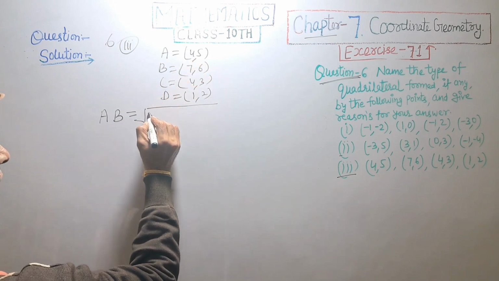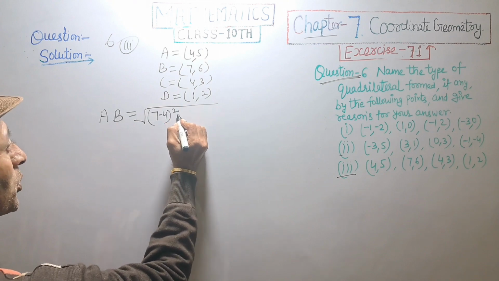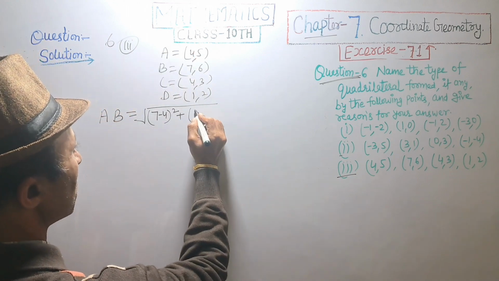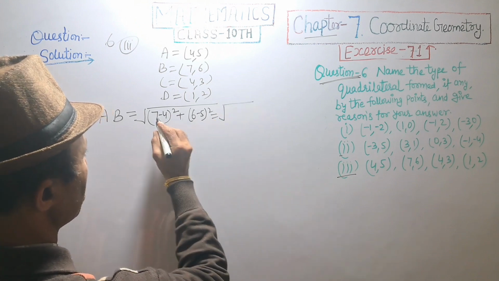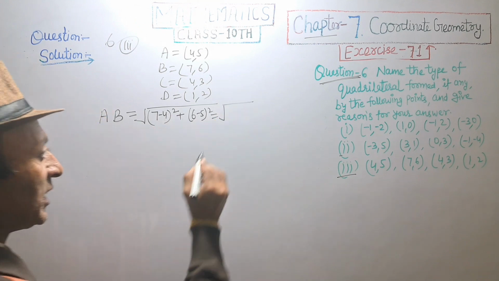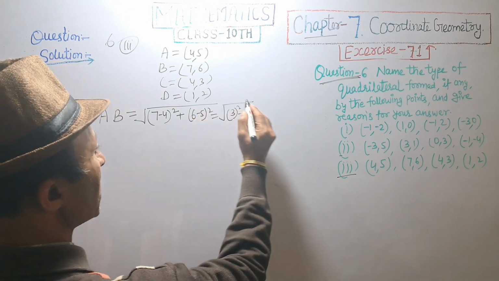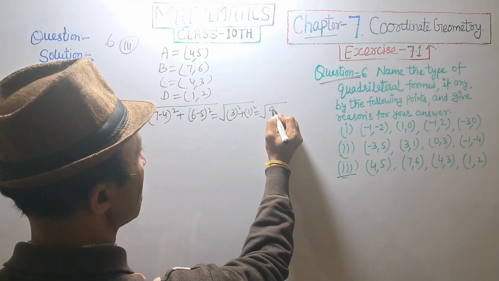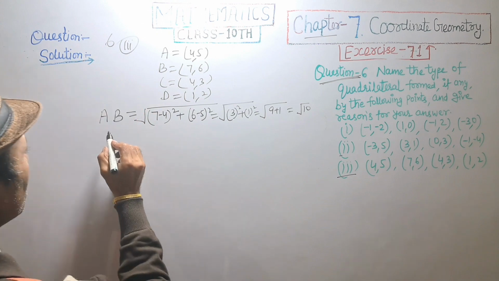(x2 minus x1) square, 7 minus 4 square, plus (y2 minus y1) square. 7 minus 4, that is equal to 3. 3 square plus 6 minus 1, that is 1, 1 square. The square root of 3 3s are 9 plus 1 is equal to the square root of 10.